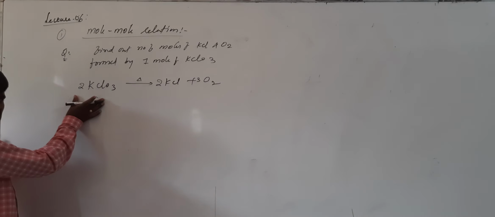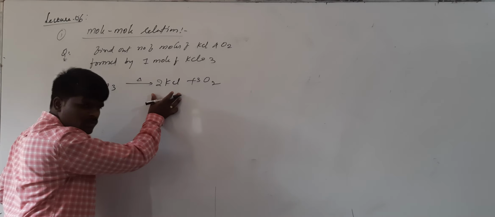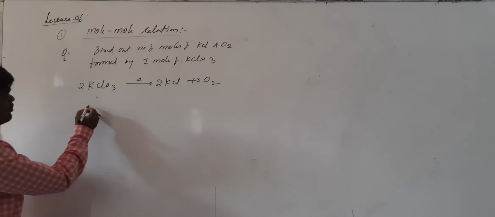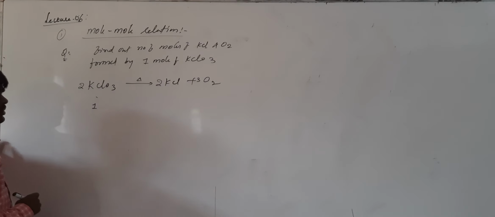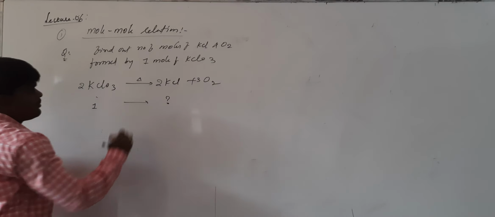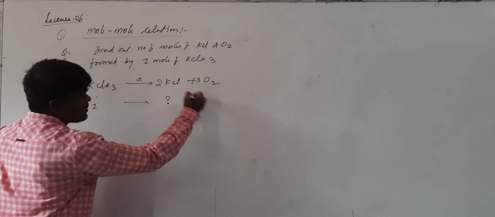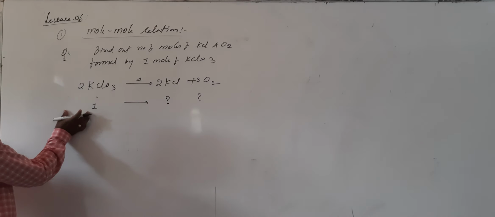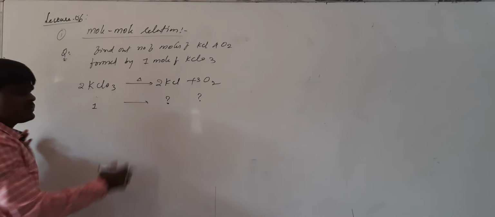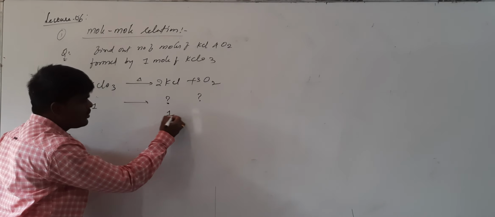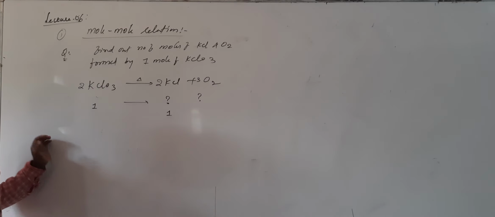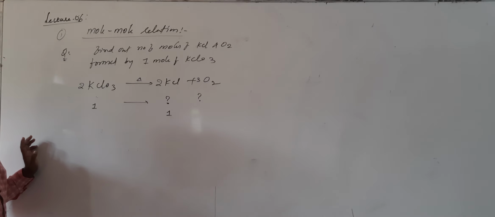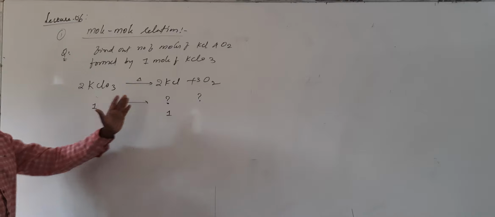So what is their molar ratio? 2 moles undergo decomposition to give 2 moles of potassium chloride and 3 moles of oxygen. And what is asked in the question? If 1 mole of potassium chlorate undergoes decomposition, how many moles of potassium chloride as well as how many moles of oxygen are obtained? This is called mole to mole relation, right. If 2 moles of potassium chlorate gives 2 moles of KCl, how many moles will be obtained? Only 1 mole. The number of moles of potassium chloride formed will be 1 because they are reacting in 1:1 ratio. If 2 moles go, 2 moles; if 1 mole goes, 1 mole.